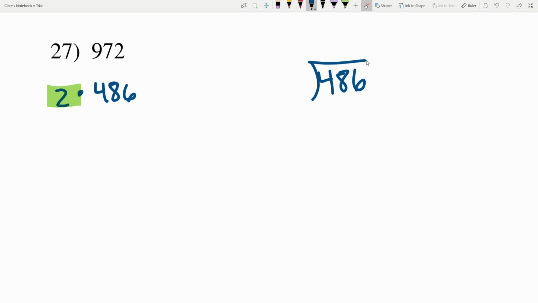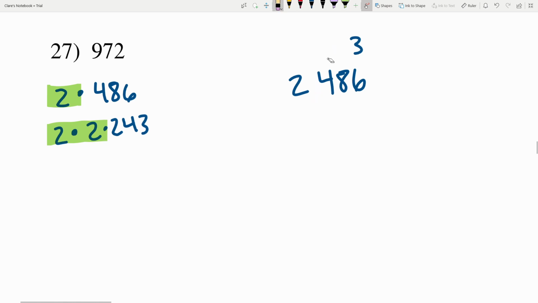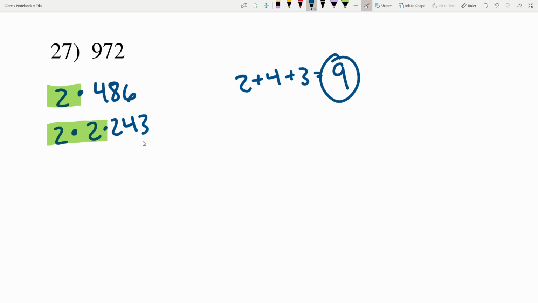486 is even and divisible by 2. 2 goes into 4 2 times, 2 goes into 8 4 times, and 2 goes into 6 3 times. So I have 2 times... 486 is 2 times 243. So now I have 2 primes, but 243 isn't prime because 2 plus 4 plus 3 is going to give me 6 plus 3, which gives me 9. And because 9 is divisible by 3, I know that 3 divides into 243.